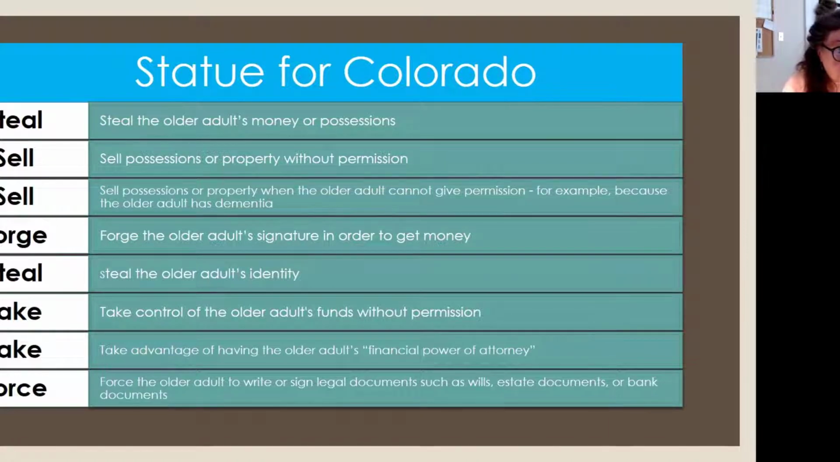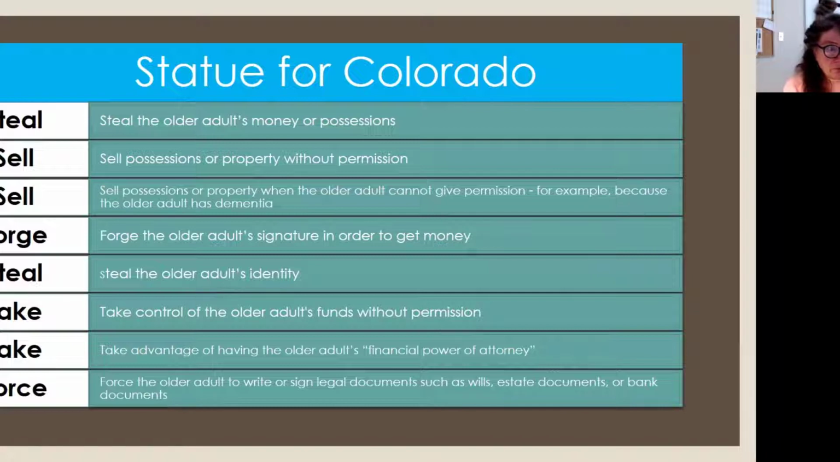Controlling people's funds without permission. In other words, you didn't go to court and get that authority. So you use the funds for your own personal gain. We've had a lot of that going on. And then take advantage of a financial power of attorney. A financial power of attorney is quite limited.